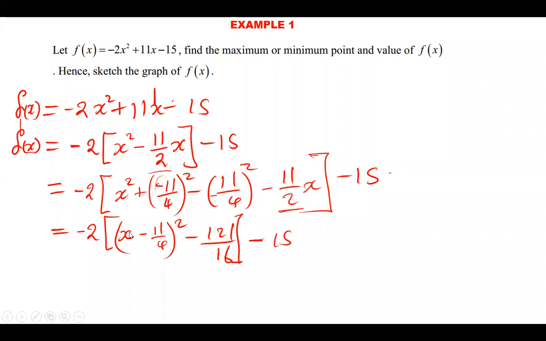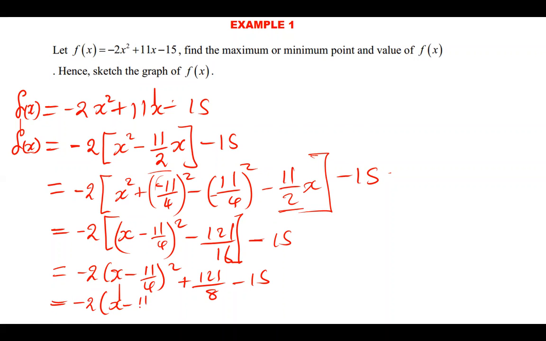So we can now multiply everything by negative 2. I'm going to have negative 2 times that. We have negative 2, open brackets, negative 11 over 4 squared. Negative 2 times this, we're going to have positive 121 over 8 minus 15. When we simplify this, we'll have negative 2 outside, open brackets, x minus 11 over 4, close brackets, squared. When you subtract 15 from 121 over 8, you discover that the answer simply will be 1 over 8. You're going to have plus 1 over 8.